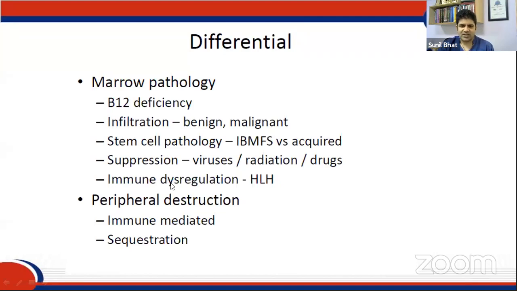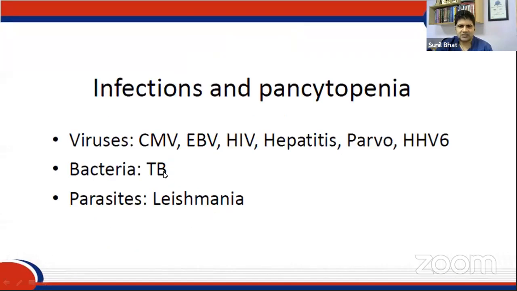like in HLH. Sometimes pancytopenia may also be because of peripheral destruction. That means the marrow is doing its job, but then the cells are getting destroyed elsewhere. And it can be immune mediated destruction, or it can be sequestration outside the bone marrow. So these are the broad differentials which we need to consider.